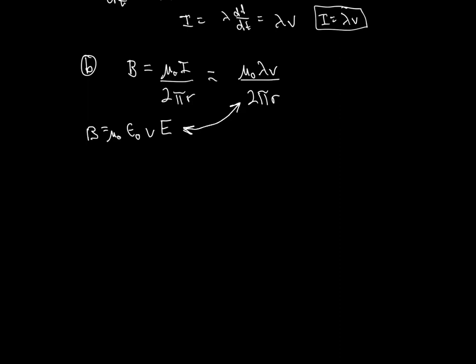I know that E is equal to 1 over 2 pi epsilon naught times lambda over r. I can solve this for lambda. So get lambda by itself. Lambda is equal to E times 2 times pi times epsilon naught times r. Plug that in for your lambda.